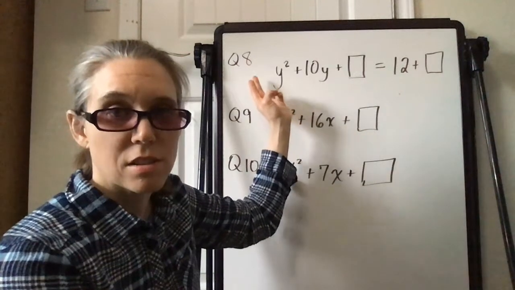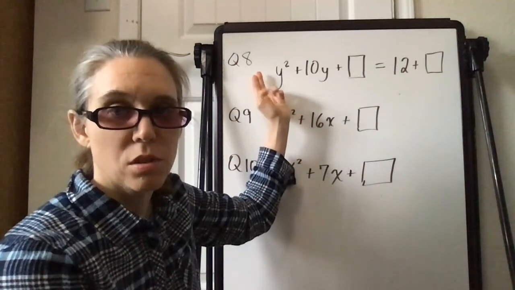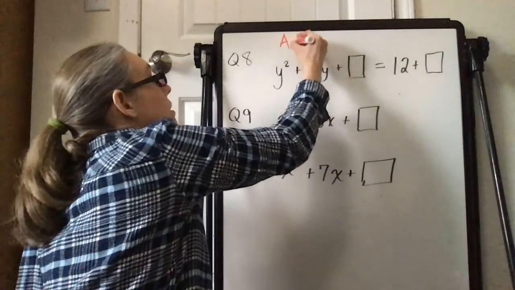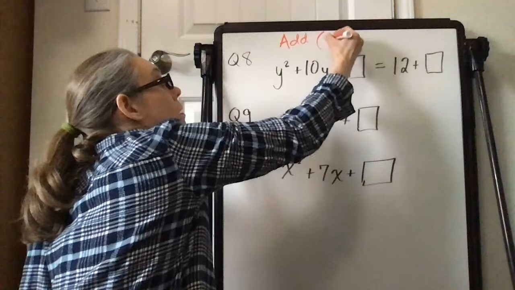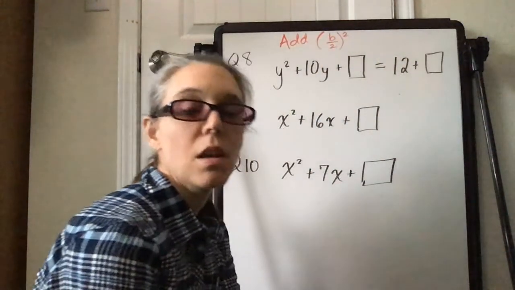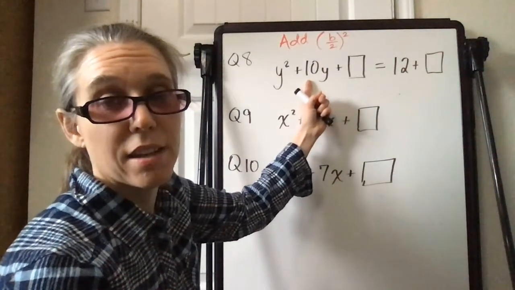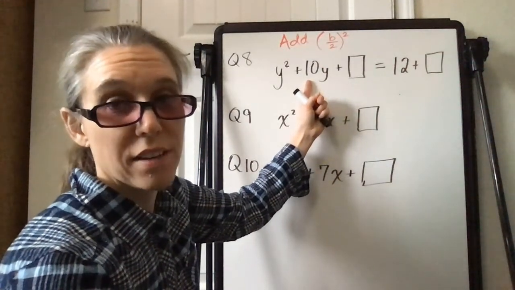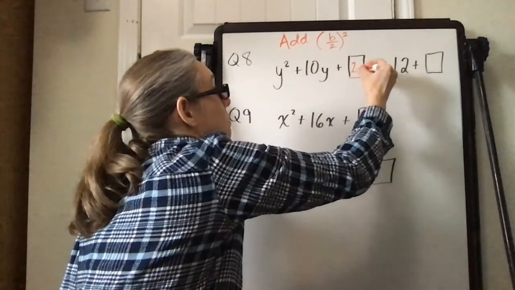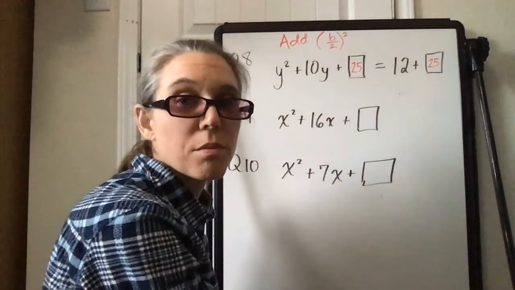So for question 8, this is simple. This is the step in MyOpenMath where you add b over 2 squared to both sides. So for all of these examples, we're going to add b over 2 squared. Okay, so b in this case is 10. 10 divided by 2 is 5. 5 squared is 25. And that's all you have to do.